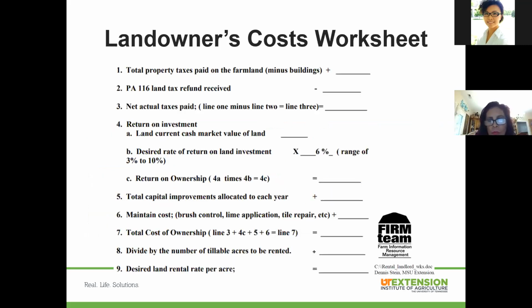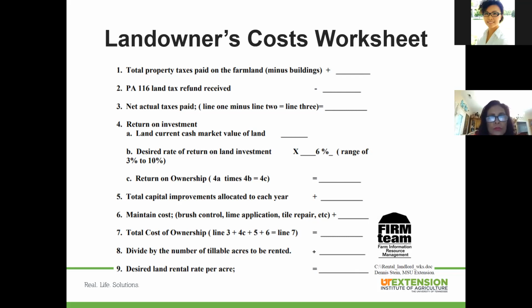So the second method I talked about, or I recommend, is to calculate your landowner's costs. And what does that look like? So this is a worksheet developed by Michigan State University. I can also share this worksheet with you. So include a couple things that you need to include in your cost calculation.